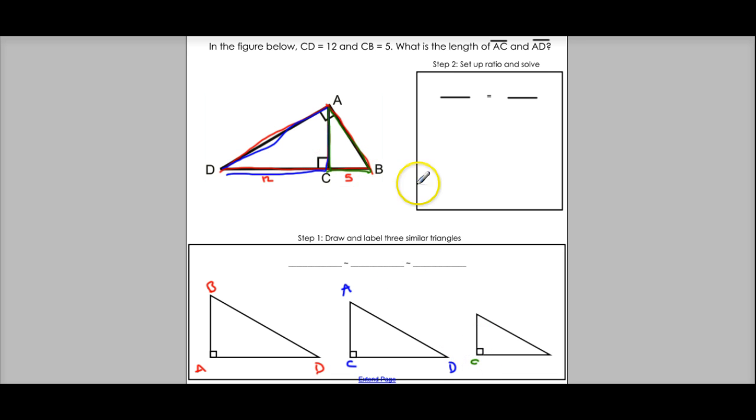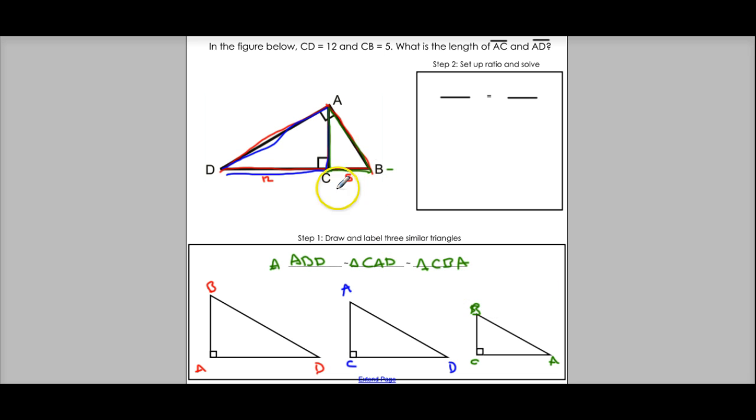Right? The shorter side is CB, so I'll put that here. So I'll put B here. And finally, the last one is A. So these are my three similar triangles. Triangle ABD is similar to triangle CAD, which is similar to triangle CBA.